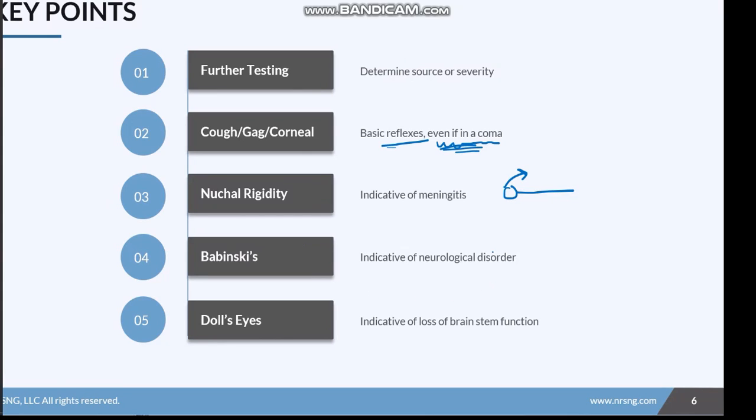Babinski's reflexes, anything greater than 2 years old is considered indicative of some sort of neurological issue. And then the doll's eyes reflex is something that we check if we're concerned about any kind of loss of brainstem function. Make sure you check out the brain death lesson as well as the intracranial pressure lessons to learn more about when we would use this specific test and other ways that we would work to confirm brain death.